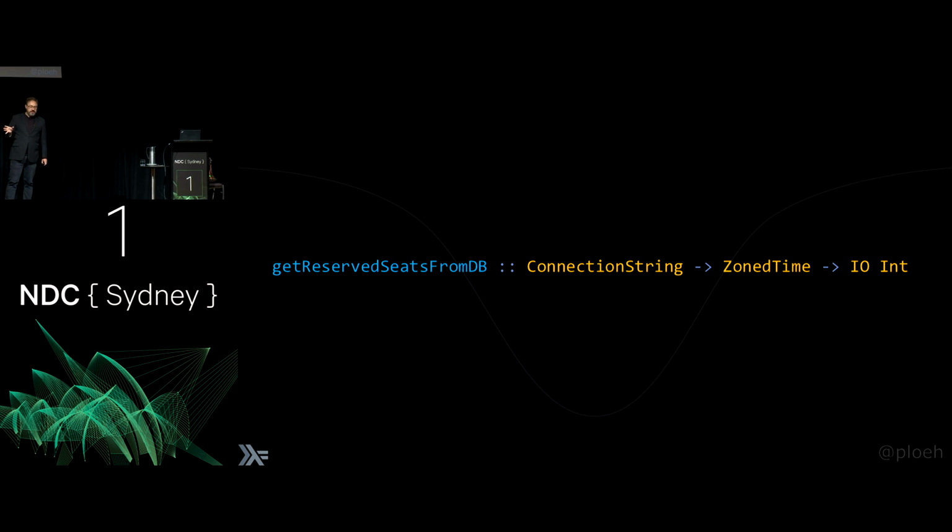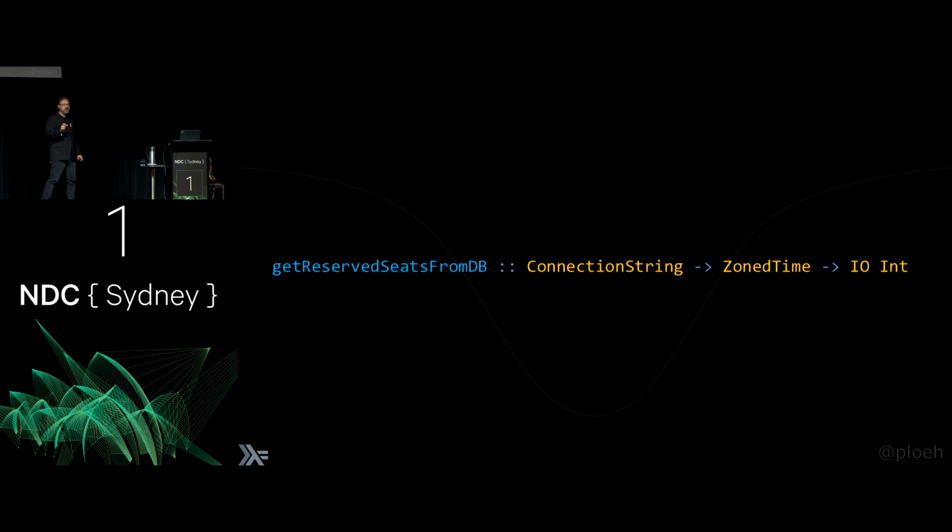So it takes a connection string and a zone time, that's basically just a representation of the date, and then it returns something called IO of int. And this is impure, and the reason why we know that is because those two letters, IO, indicate that this is an impure function. So what is it returning? IO of int. Int is just an integer, so it returns the number of already reserved seats for that zone time. But that integer originates from an impure context, because it's not deterministic.